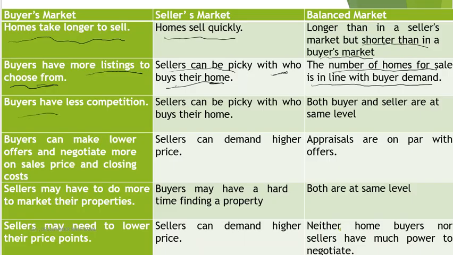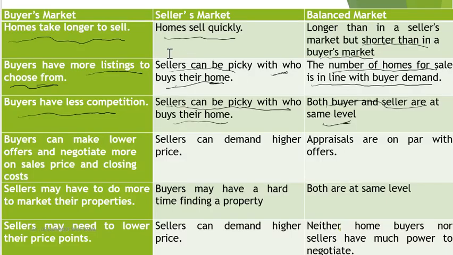Here buyers have less competition. Here buyers have more competition, or we can say sellers can be picky with who buys their home. So both buyers and sellers are at the same level in a balanced market.